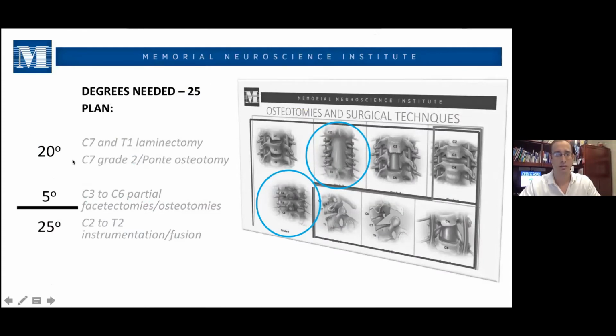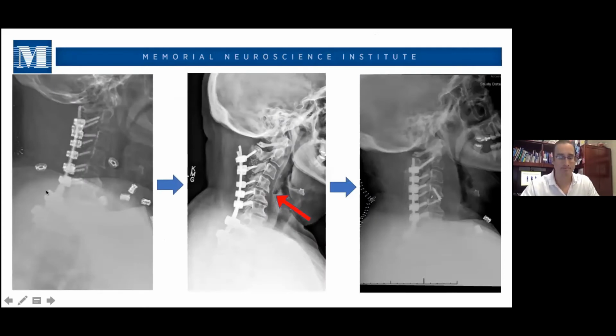But this is what happens when, well, actually, before I say that, this is just the breakdown. I thought I needed about 25 degrees. After taking out the old hardware and replacing it with some new points of fixation, there's a small laminectomy at the bottom and with the osteotomy, and then I tried to loosen up these facet joints in a grade 1 fashion, didn't work that well, and then went from C2 to T2 to have points of fixation above and below for about 25 degrees.